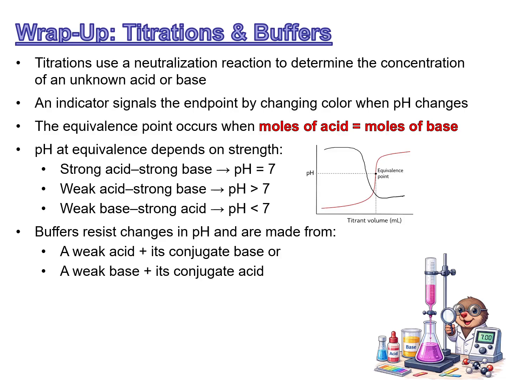So buffers resist changes in pH, and that's because they consist of mixtures of a weak acid and its conjugate base, or a weak base and its conjugate acid. The reason why that helps it resist changes in pH is because if you add a base to a buffer, the weak acid is going to react with the base that you just added. If you add an acid to a buffer system, the base is going to react with the acid that you just added.